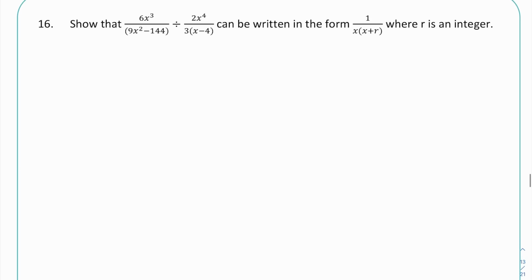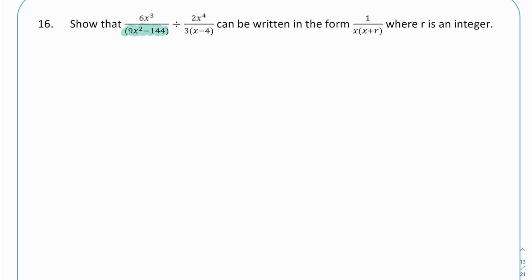Okay, so question 16, we have some algebraic fractions. Now looking at what we've got here, whenever it comes to an algebraic fraction, we want to try and factorise everything we can. We don't have huge expressions here that look like they need factorising, but we do have a pretty nasty one on the bottom of the left fraction. It says show that it can be written in the form 1 over x brackets x plus r, where r is an integer.